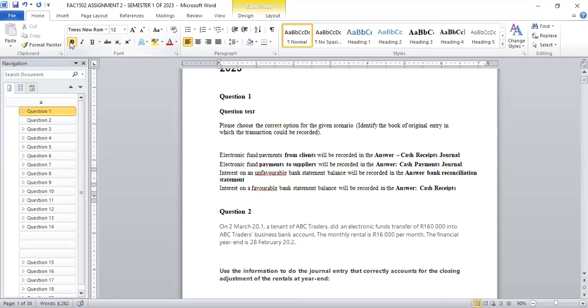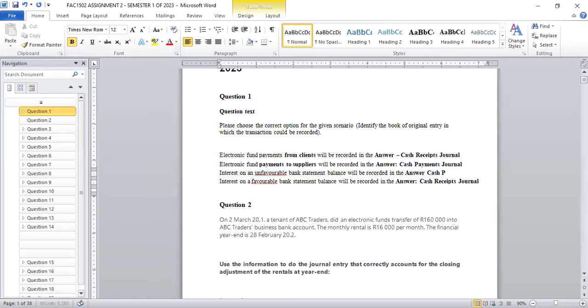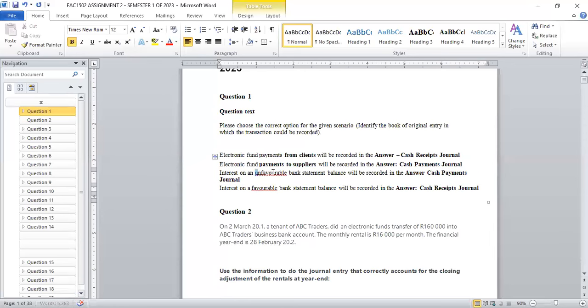Oh, I think I made a mistake there on number 3. It's not the balance, it's the interest. So the interest on unfavorable balance will be recorded in the cash payments journal. If it says you have an unfavorable balance, that means you owe the bank, so they will charge you interest. Because they are charging you interest, you are paying to them. Whereas if you've got a favorable balance, you will receive interest. So that's why this one is cash payments and the other one is cash receipts journal.